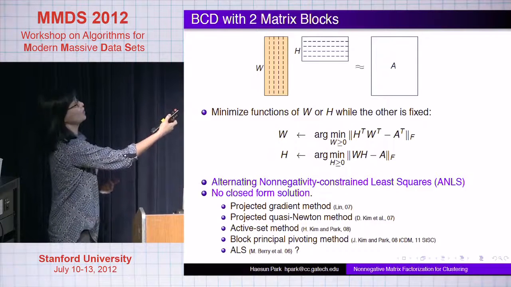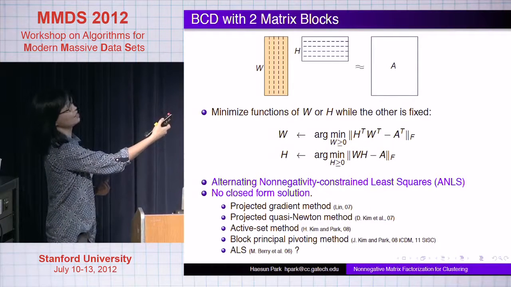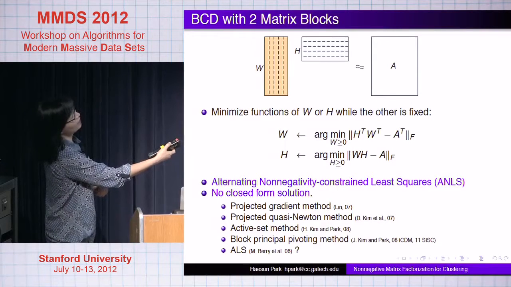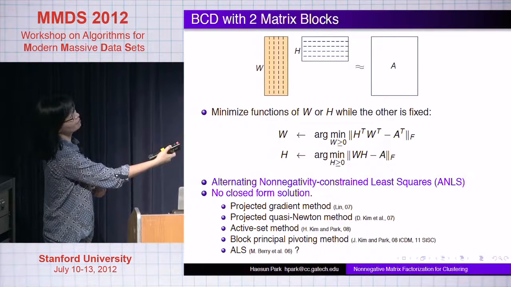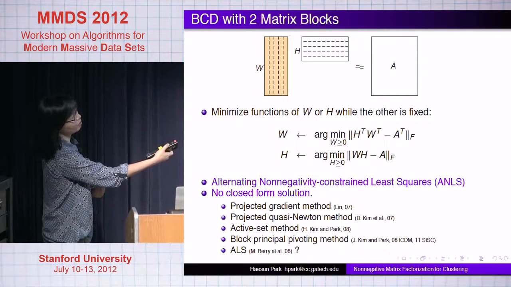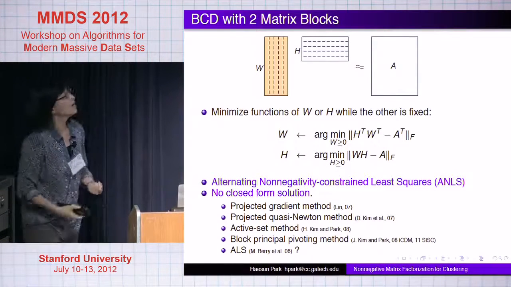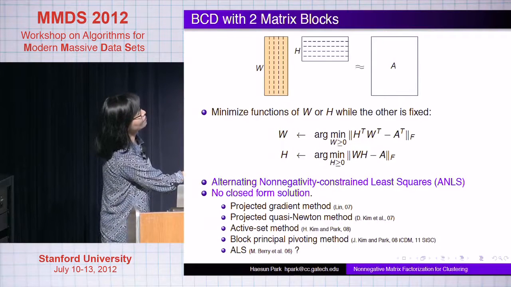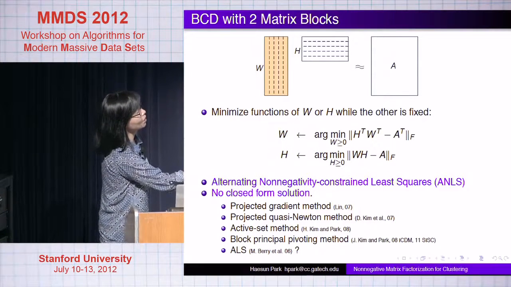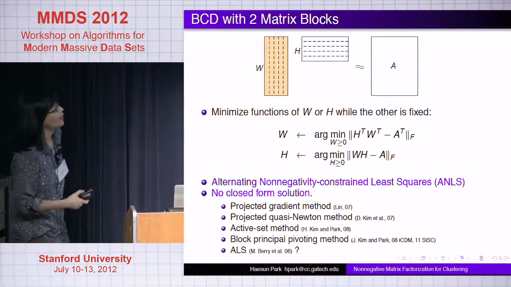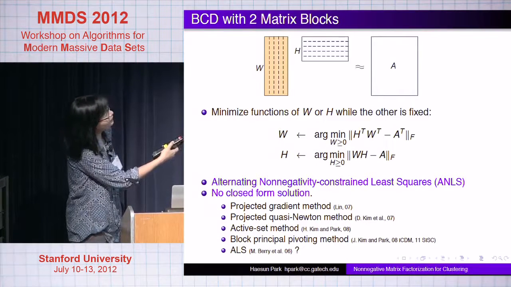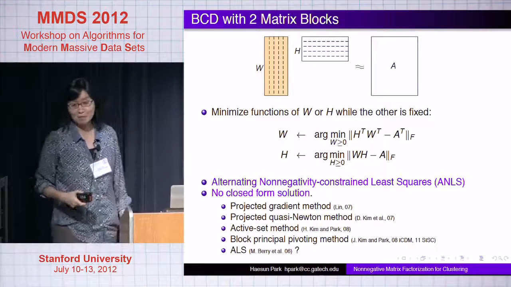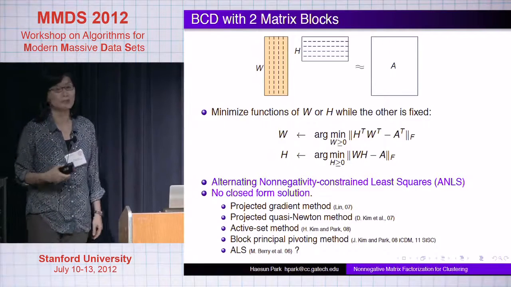We don't know W, we don't know H, so let's say W is one block and H is one block. Let's fix H and then look for W. This is a non-negativity constrained least squares problem with multiple right-hand sides, and we need to find multiple vectors. Then this time W is fixed, so we solve this problem. Inside, this is again a non-negativity constrained least squares problem with multiple right-hand sides. At the high level, these problems look simple, but when it comes to solving these sub-problems, it's not easy. Now there's no closed form solution.